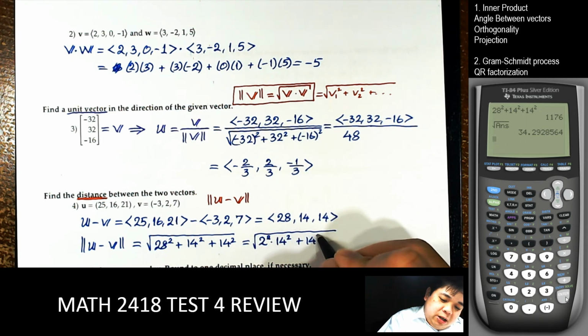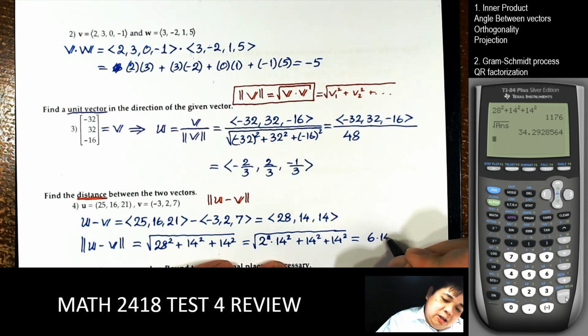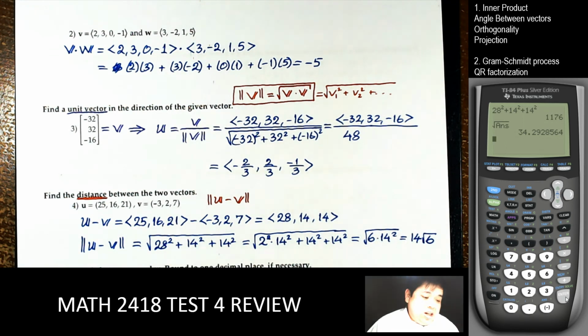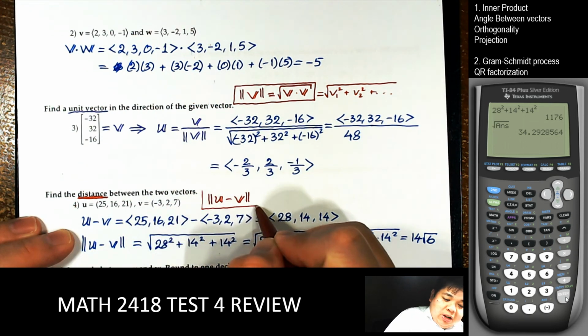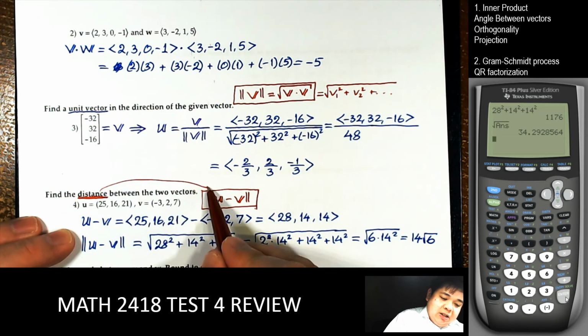Plus 14 square, plus 14 square. So that would be 6 times 14 square. And so we just have 14 square root of 6. Right, so the distance between two vectors is just the magnitude of the difference of the two vectors. So that is the distance.